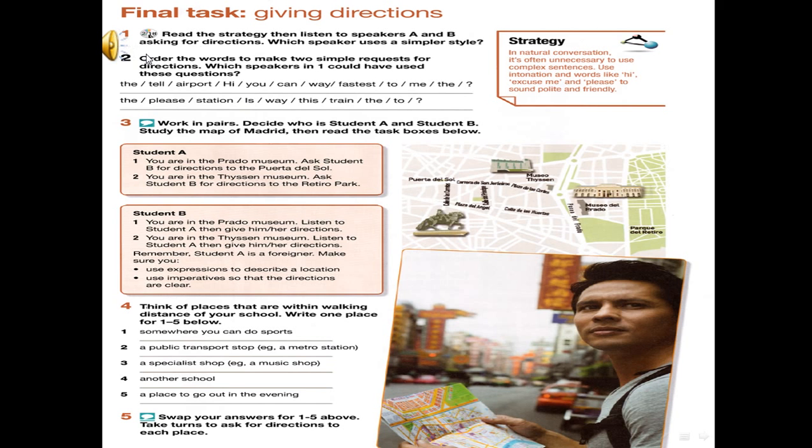Unit 9, Final Task, Exercise 1. Speaker A. Listen. Excuse me, could you please tell me the fastest route to take to the airport? Excuse me, would I be right in thinking the train station is further along this road? Speaker B. Listen. Excuse me, sorry, the best way to the sea? Hi, is the post office near here?